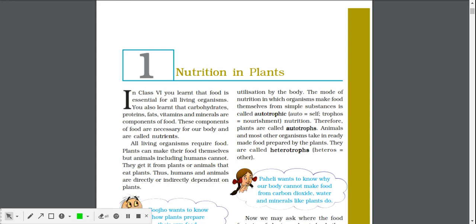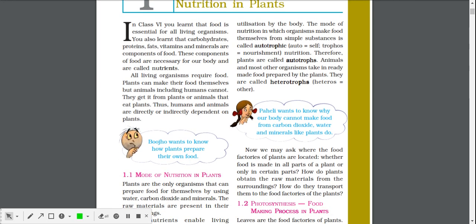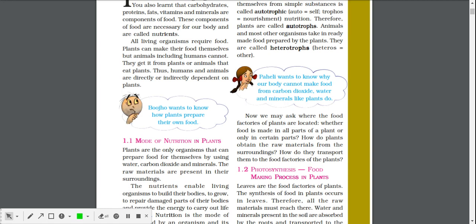Therefore, plants are called autotrophs because they prepare their own food. So, they are autotrophic. Animals and most other organisms take in ready-made food prepared by the plants. For example, if we talk about us, heteros means other, right? So we are dependent upon plants and animals to obtain our own food. Can you make your own food? No, you can only cook your own food. You cannot make it. Pahili wants to know why our body cannot make food from carbon dioxide, water, and minerals like plants do. Great question.